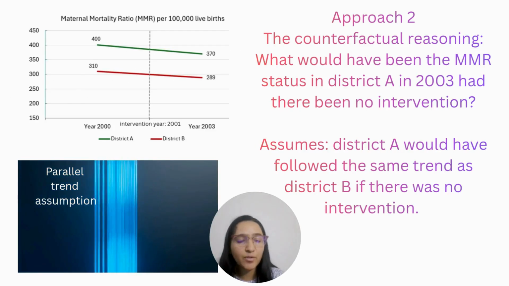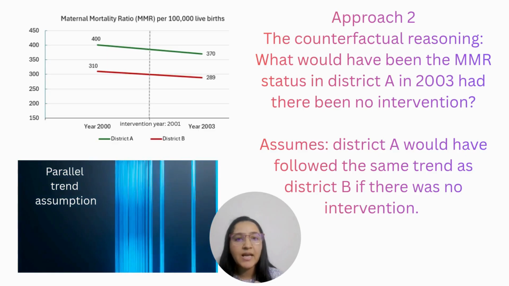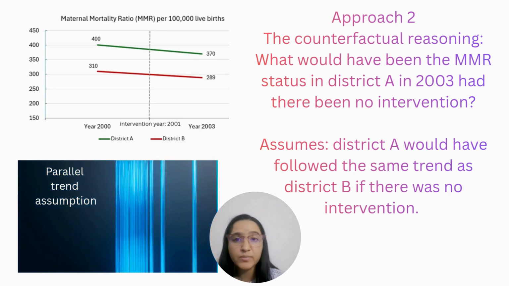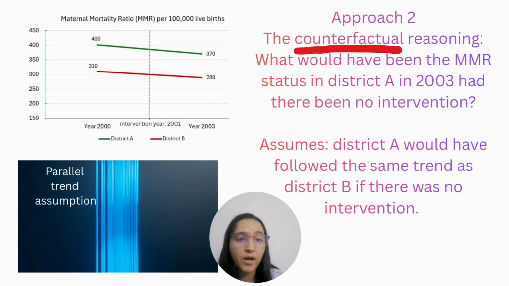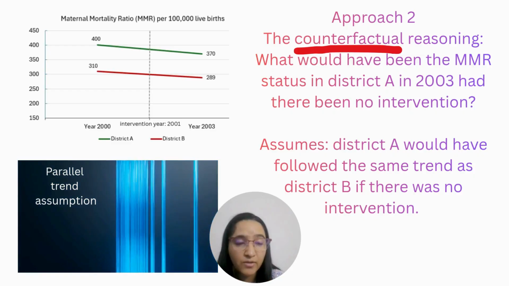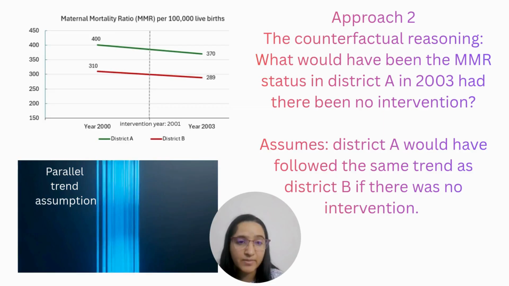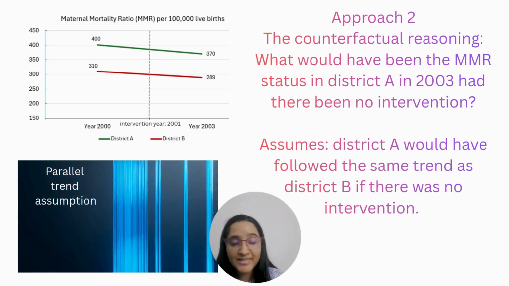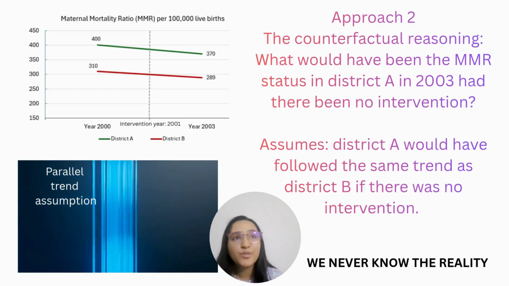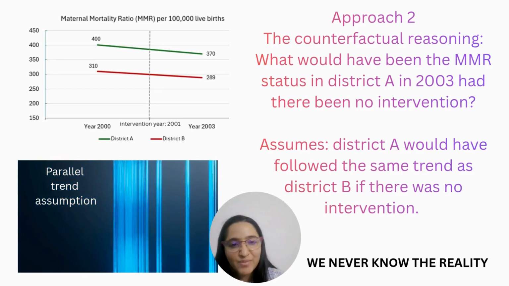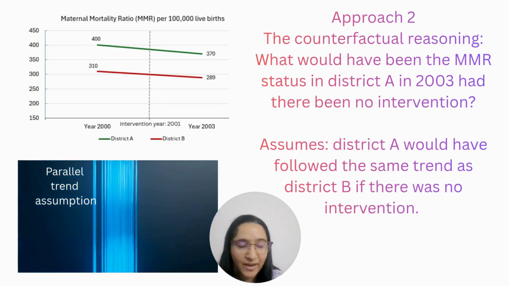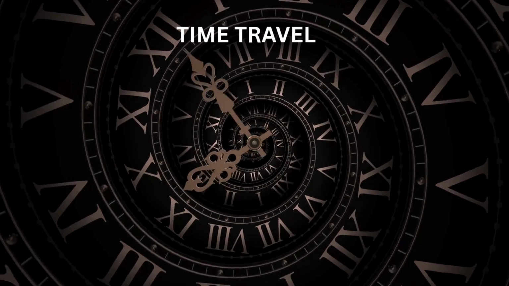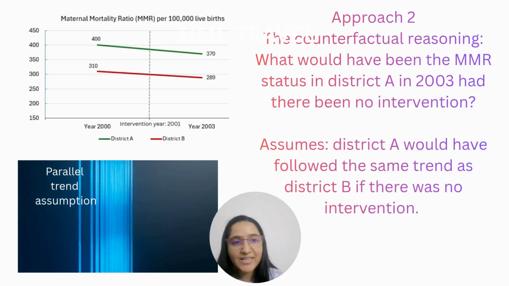So coming to the second approach, the counterfactual reasoning, it tries to answer the situation that is counterfactual, which means, what would have been the value of MMR in District A in the year 2003 if the district had not received any intervention? In reality, we would never know exactly the counterfactual situation, right? To know that, we would have to do time travel, go back in time, and do everything exactly the same way except the intervention. But that's not possible, right?